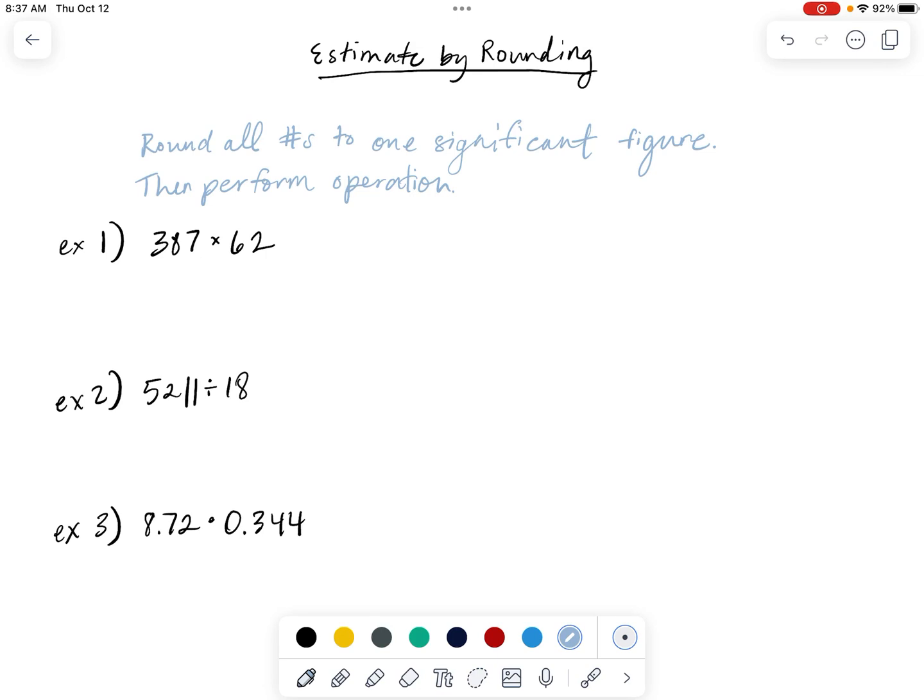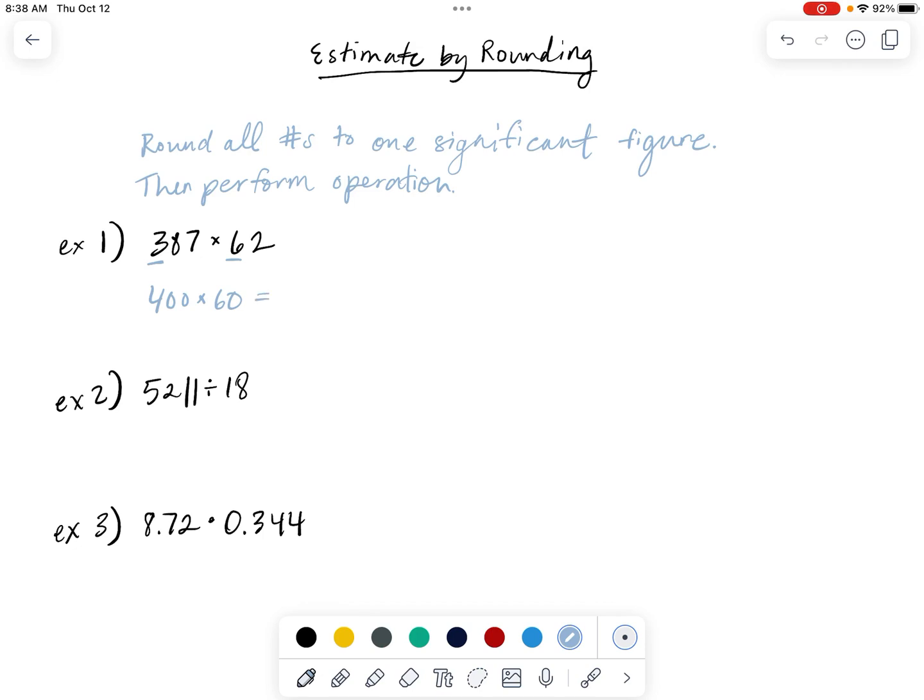You can see here example 1, we have 387 times 62, and we identify the number in the highest place value of 387, which is the 3. The 8 tells us to round that 3 up, so we round that to 400. And then we do the same thing for the 62. The 6 has the highest place value, so the 2 tells us to keep the 6 where it is, so we round that to 60. So now we are multiplying 400 by 60.